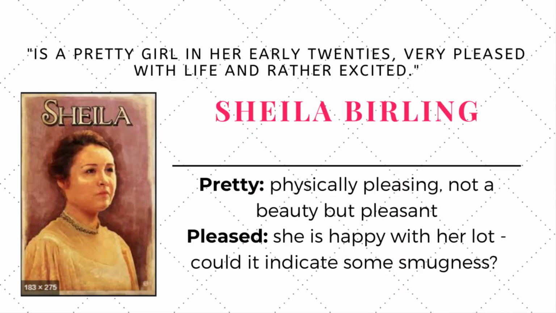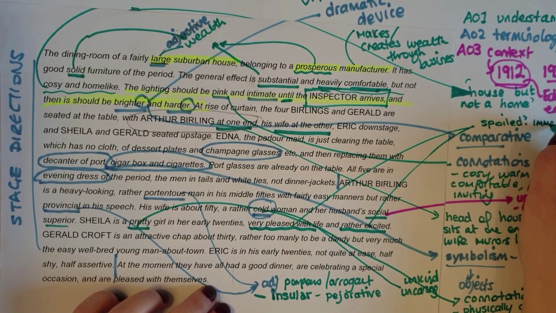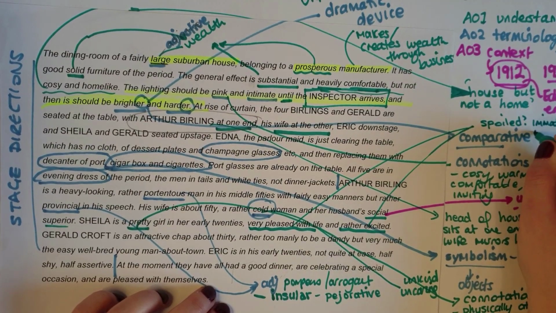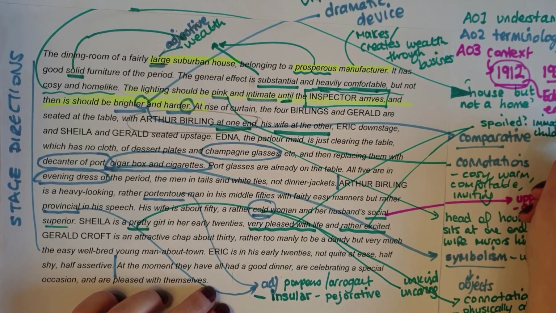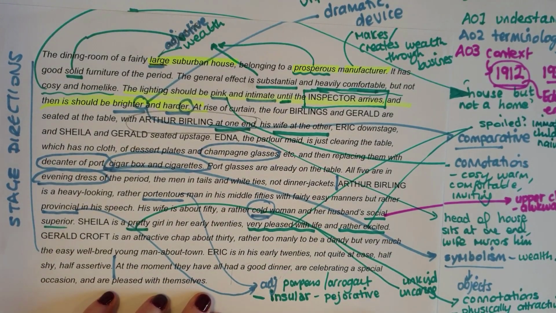Pretty girl in her early 20s, very pleased with life and rather excited. Read into this as you will. I wonder if it makes her sound a little bit silly. Very pleased with life. Is she spoilt? Is she immature? I don't know. It makes her sound possibly a bit childish. She's young, she's naive, that sort of thing.